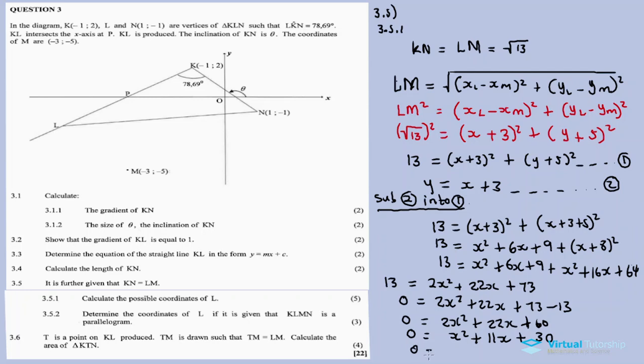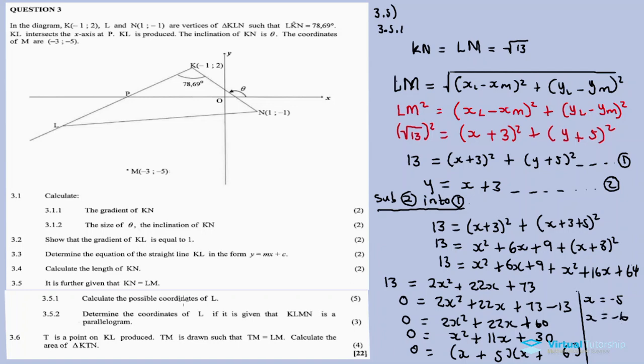Okay, so here 0 equals x, and then it's what, 5 times 6, yes, 5 and 6, so it's plus. So my x value is equal to, the first x value will be equal to minus 5, and then the other x value is equal to minus 6.